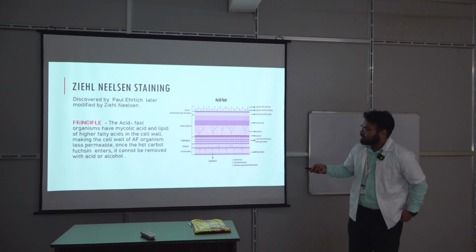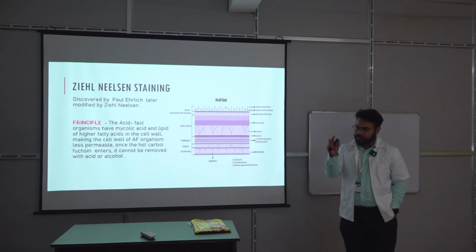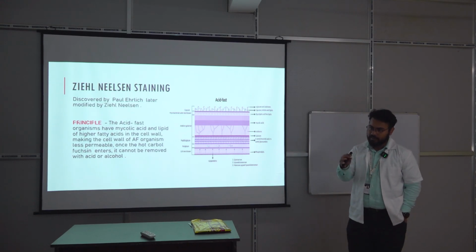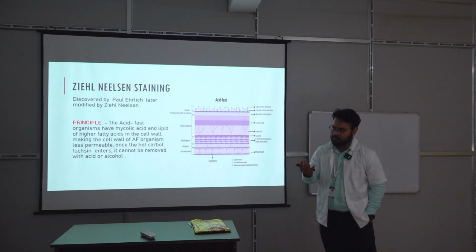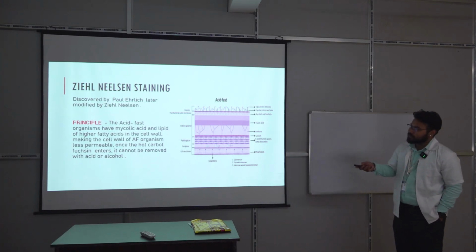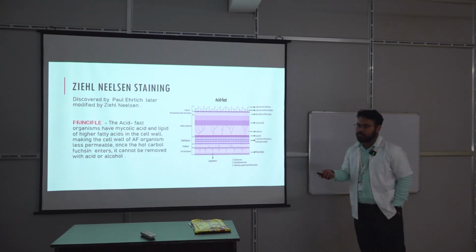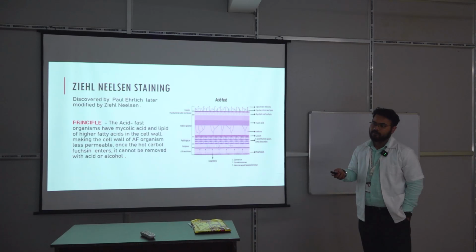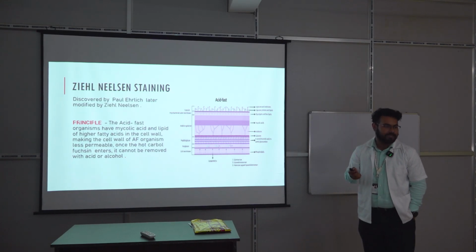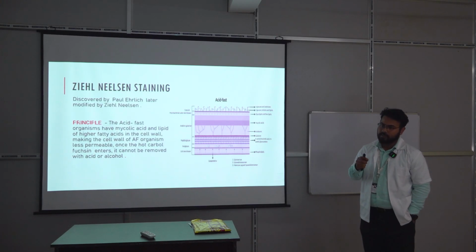So in presence of hot carbol fuchsin, the basic fuchsin dye enters the cell membrane and it will dye the organism. Acid fast. And because of the presence of mycolic acid, it will not escape, even on application of strong acids. That is why it is called acid fast. Even after exposing it to strong acids, it will not release the stain, and hence it is acid fast.